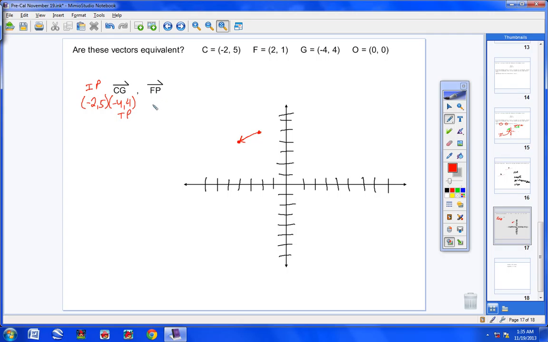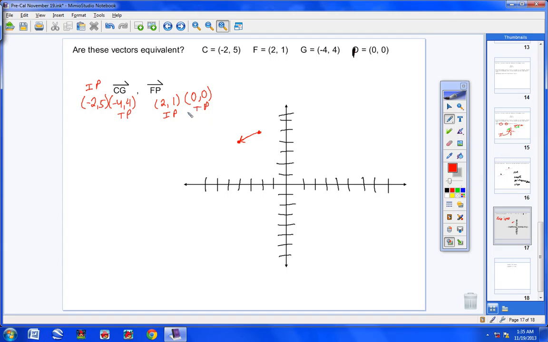Now, vector FP. Now, vector FP, of course, F is going to be 2, 1, and P, that should be a P right here. I apologize. Let's make that black, and let's make that a P. Okay, there we go. Sorry about that. And so then P, vector FP, P is 0, 0. Okay, so this would be your initial point, and this would be your terminal point because F came first.